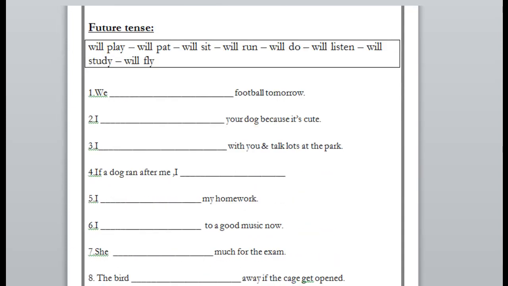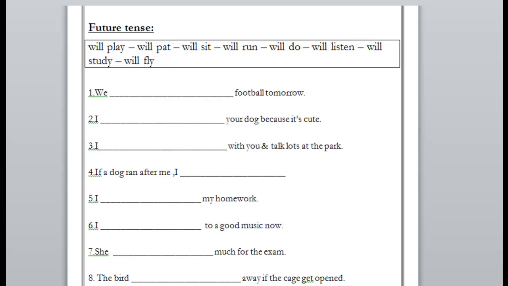Okay, now let's see our future tense. Our future tense is exactly the present action verb. Okay, like play, pat, sit, run, do, listen, study, fly. Is there any addition to the action verb? No. Is there any S at the end of the action verb? No. Can I say will sits? Of course not. Can I say will pats? Of course not. Even if it's she or he or it, we don't add the S, except if it's not future tense. If it's present, we can say she plays basketball.